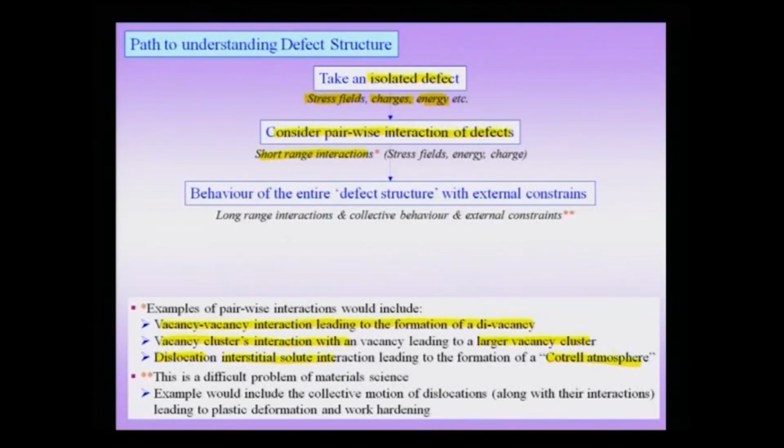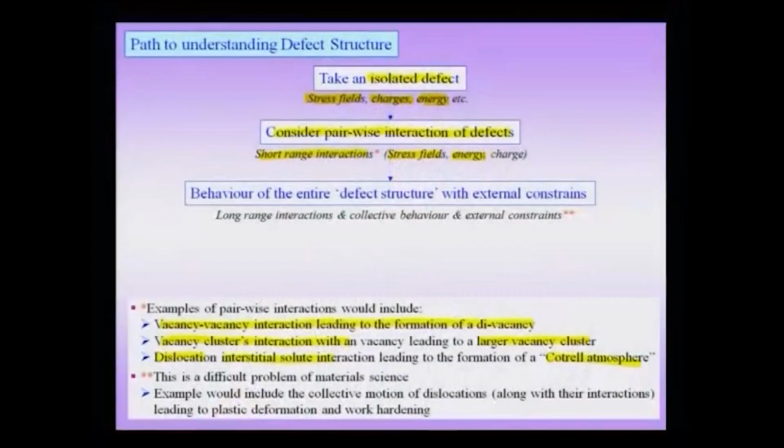And of course, how these interactions finally lead to a change in properties, that is the goal. So, when I am considering pairwise interaction of defects, again I worry about some of the quantities we worried about when talking about an isolated defect, like the stress fields of this combined or paired defect. I need to know about the energy of this paired defect. Has there been a lowering of energy? Has there been an increase in energy of the system, because now I have two of these defects?